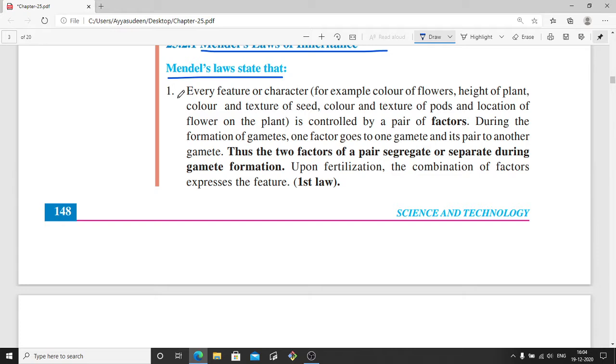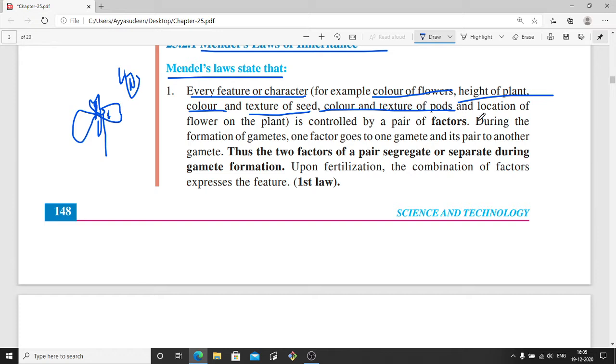His laws state that every feature or character, for example, if you take a plant that has a flower, and in the same species one of the plants will have yellow color flowers and some plants will have white color flowers. So this is due to the factors present in that plant. So every feature or character, for example, color of flowers, height of plant or color of the plant, texture of the seed, how the seed looks, and texture of the pods, the outer surface of the seeds, or the location of the flower on the plant. So these are the features or characteristics of the plant.